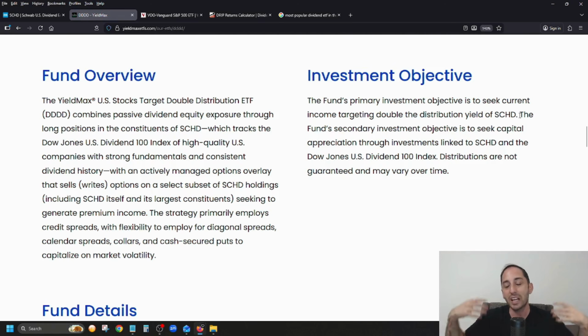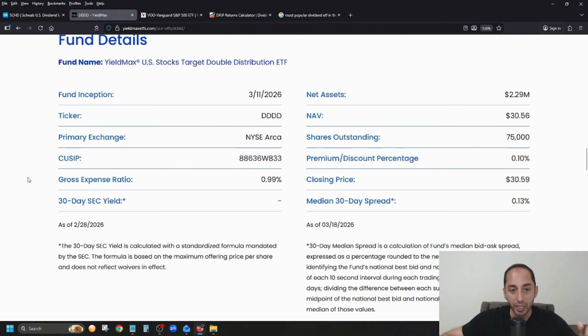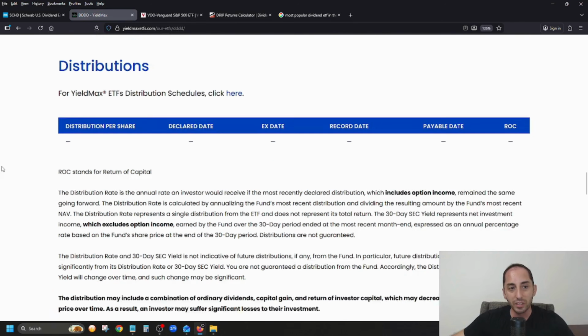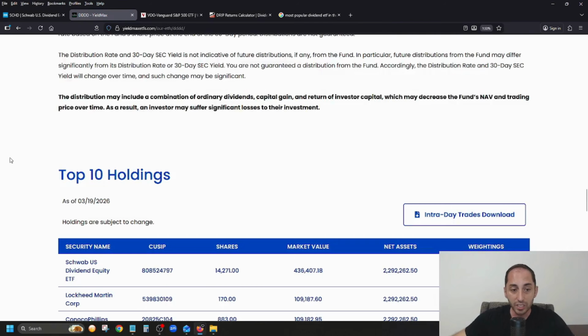So SCHD has a quarterly distribution. I confirmed with YieldMax, this ETF is also going to have a quarterly distribution to really be in sync with SCHD, right? So if we scroll down to the details now, you have the gross expense ratio pretty much in line with many other YieldMax ETFs at 99 basis points. So this is relatively new. It's a new ETF. The first distribution has not been declared, but I definitely can confirm that it's going to be quarterly distributions, just like SCHD.